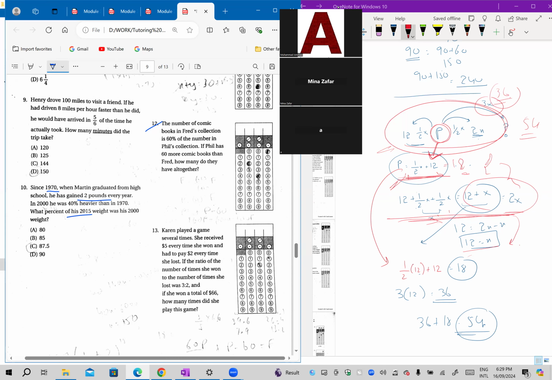अच्छा, अगर हम ये कहें कि 1970 में मार्टिन का वेट कितना था, x था. ओके, बाय 2000 कितने साल गुजर गए?